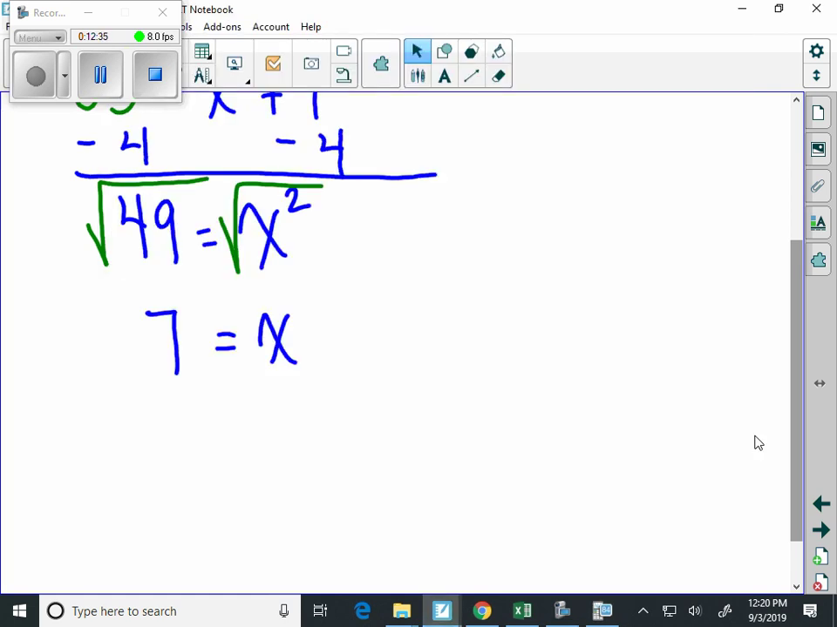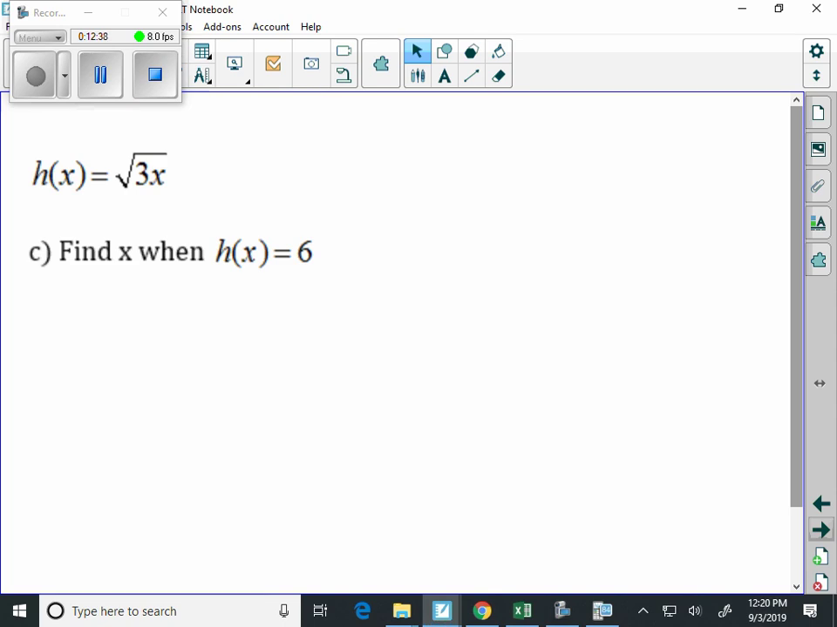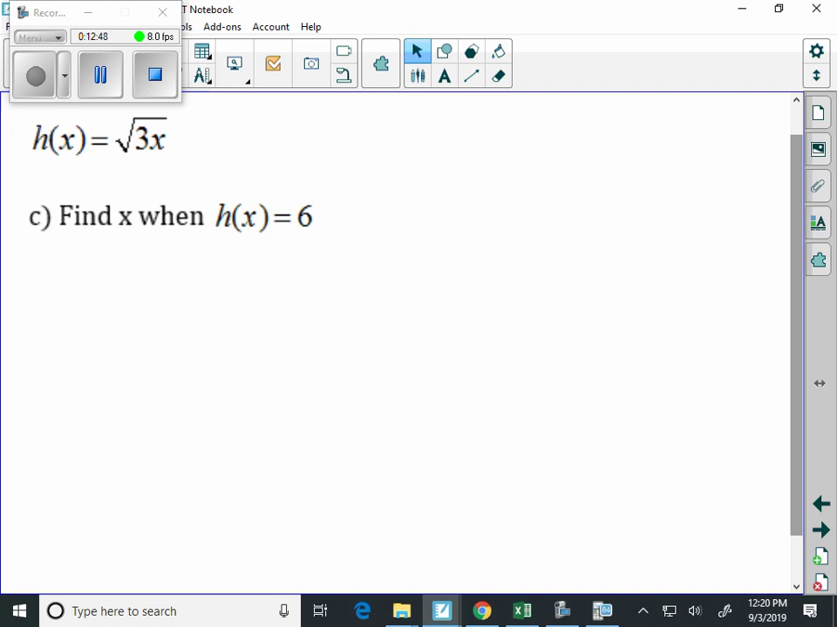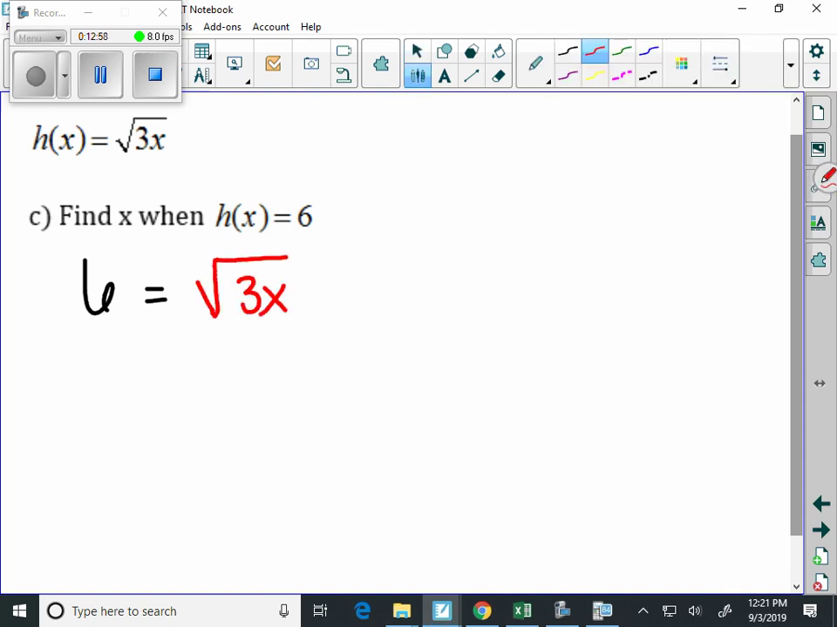I point that out because one more time, find x when h of x equals 6. So this time what we need to do is fill in what h of x equals, and that is 6 equals the square root of 3x. Remember, we just talked about it in the previous problem. To undo square root, we took the square. So this time, we're going to have to square both sides to be able to solve this problem.